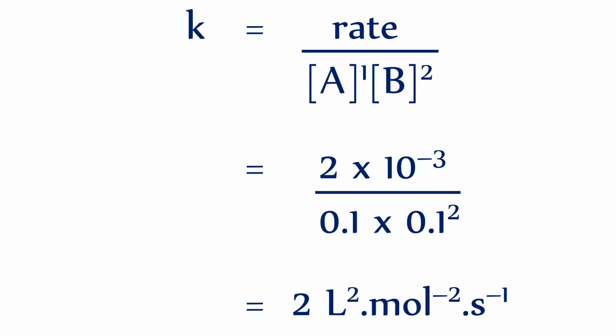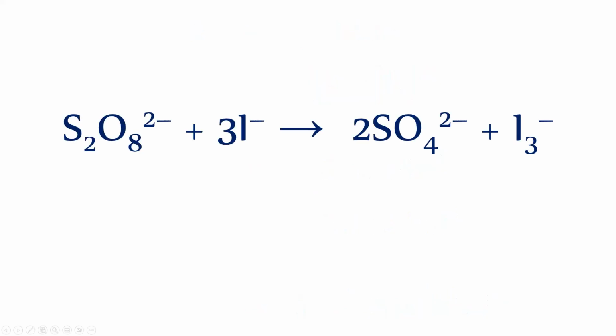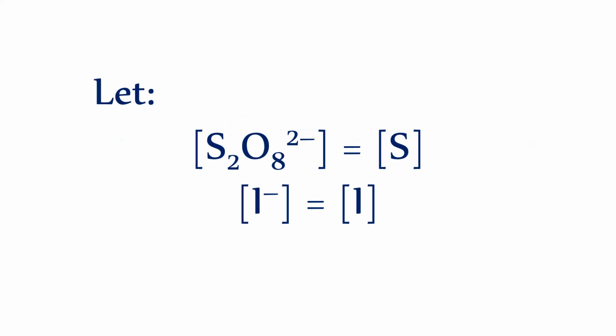Let's look at another example now. Here we see peroxydisulfate reacting with the iodide ion to produce a couple of sulfate ions and a triiodide. Now, peroxydisulfate can be a bit tedious to say or to write, so we'll just call the concentration of that ion the concentration of S, and the concentration of the iodide, we'll just call it the concentration of I, because it's much easier to talk about S and I. Just like in the previous example, we were talking about A and B. In this case, we'll just call them S and I, just for convenience.